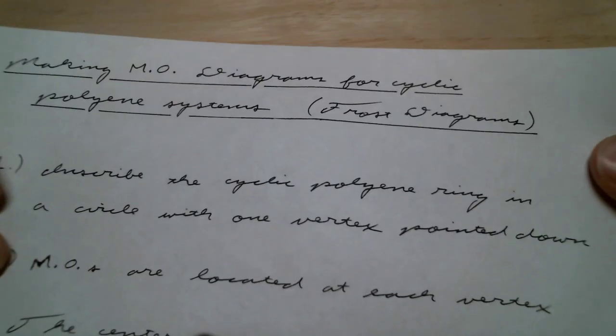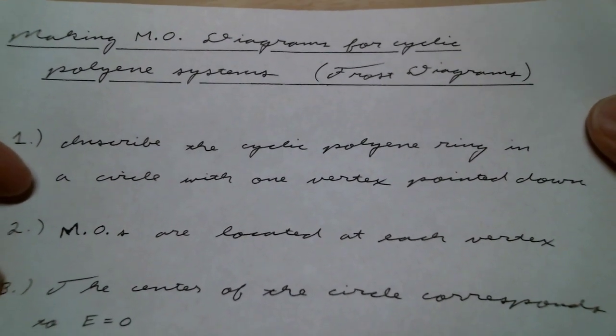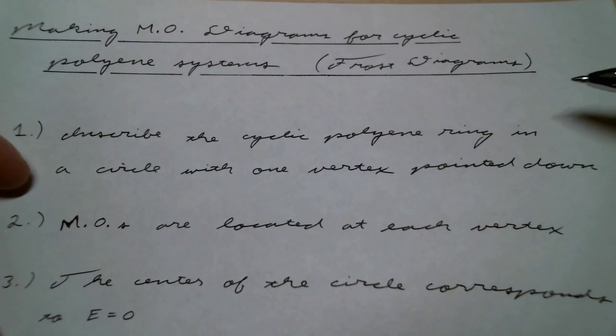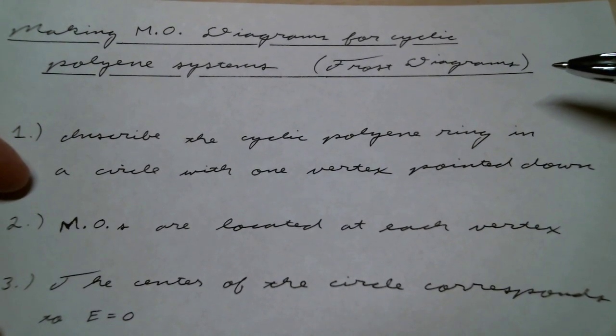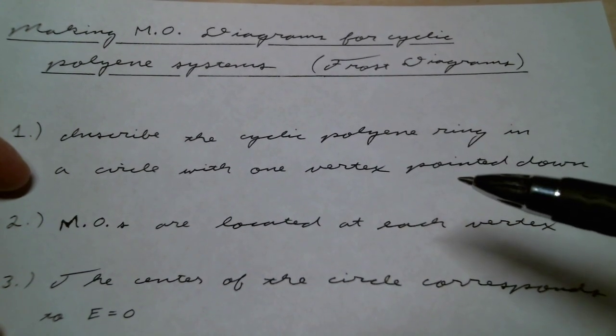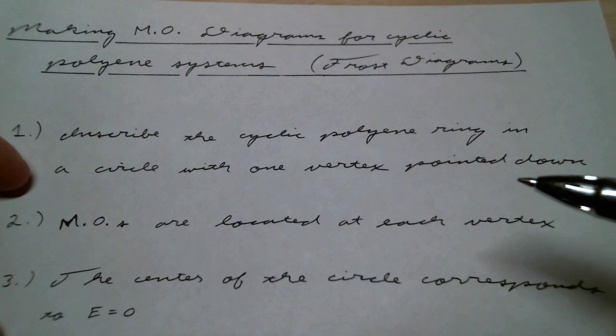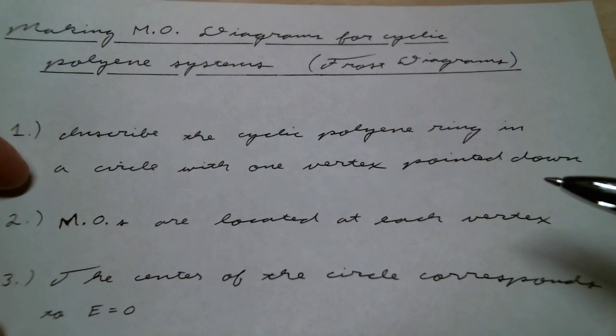So, having covered that, how do we make molecular orbital diagrams for these cyclic polyene systems? These are called Frost diagrams, named after a chemist who pioneered generating them. And there are simple rules to do this. First, you inscribe the cyclic polyene ring in a circle with one vertex pointed straight down.